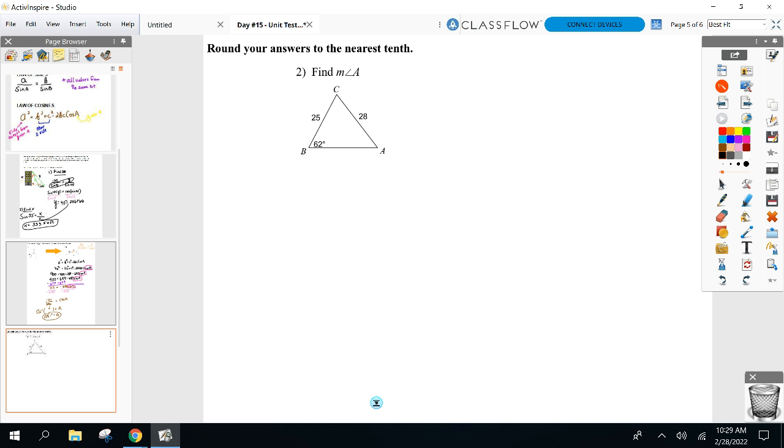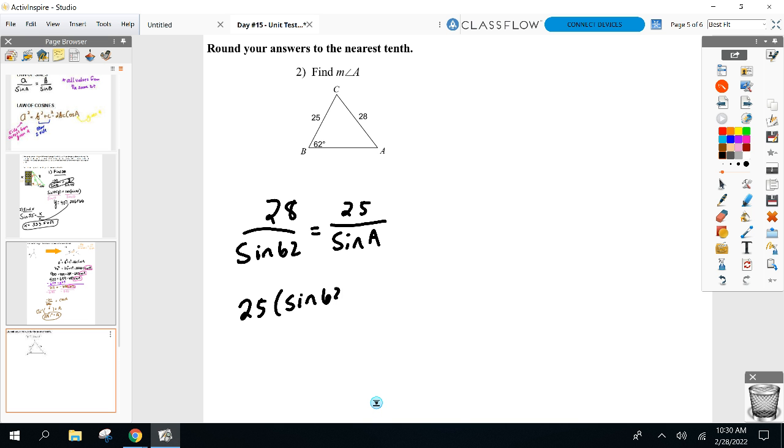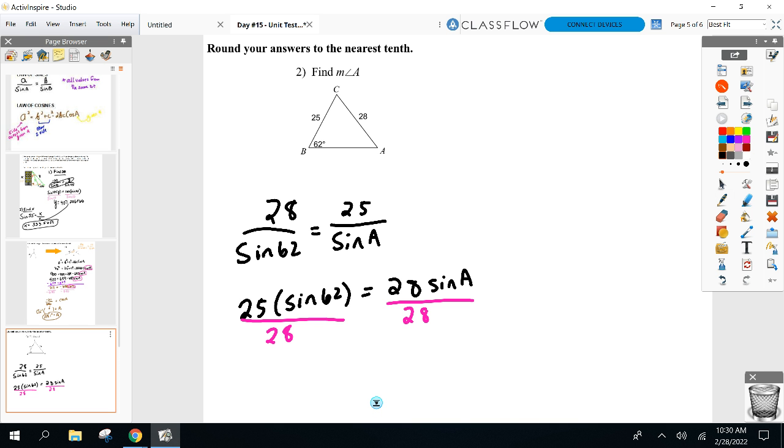All right, let me go through it, making sure we got this down. First of all, it has to be law of sines. 28 over sine 62 equals 25 over sine A. We'll cross multiply and get 25 times the sine of 62 equals 28 times the sine of A. We'll then divide both sides by 28 to get sine A by itself. Sine A is now equal to a decimal, or maybe some of you left it as a fraction.